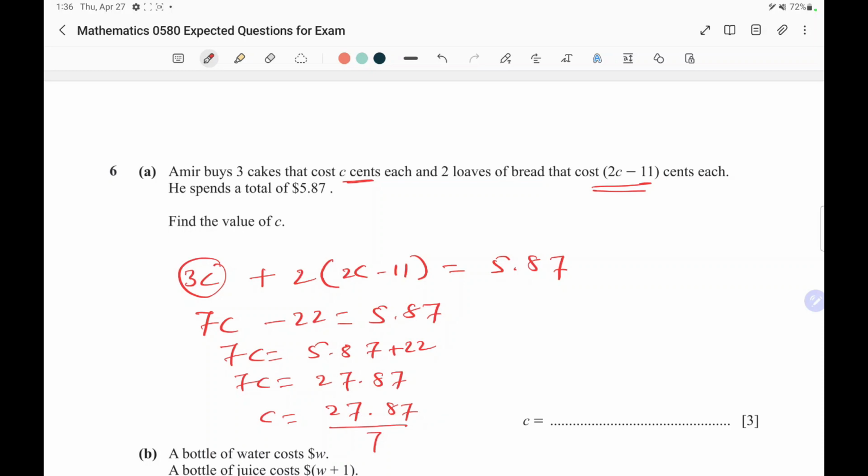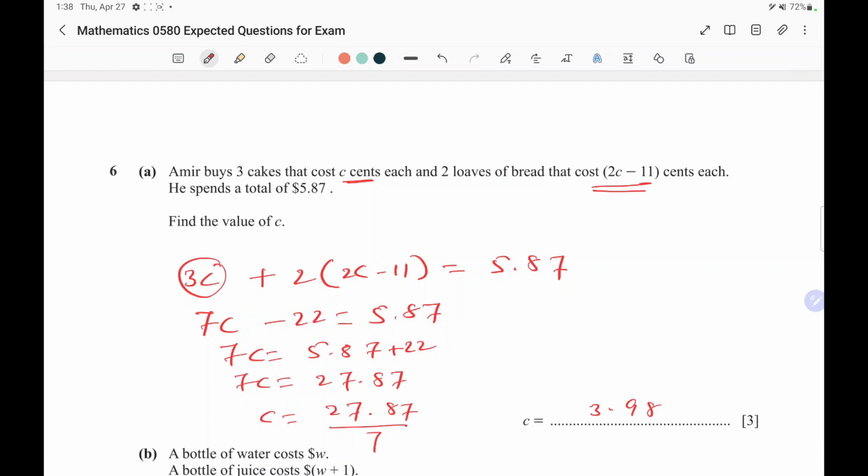So here 27.87 over 7, which is 3.98 I got. 3.9814 I got, but 3.98 will also work. So I hope you understood this.